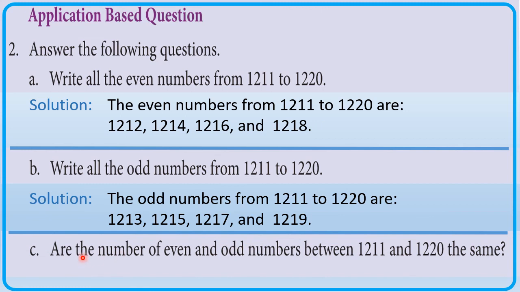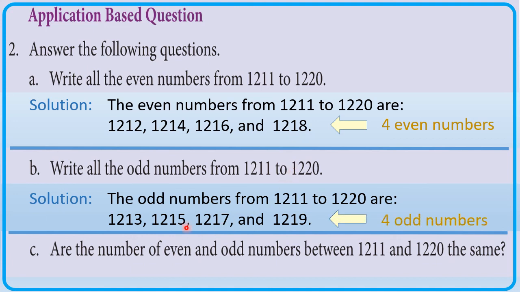Now the question C is, are the number of even and odd numbers between 1211 and 1220 the same. That means the number of even numbers and the odd numbers which we have written in above A and B, whether the number of even numbers and number of odd numbers are same. Let us now look at how many even numbers and odd numbers are there. Here we have 4 even numbers, 1, 2, 3, 4.